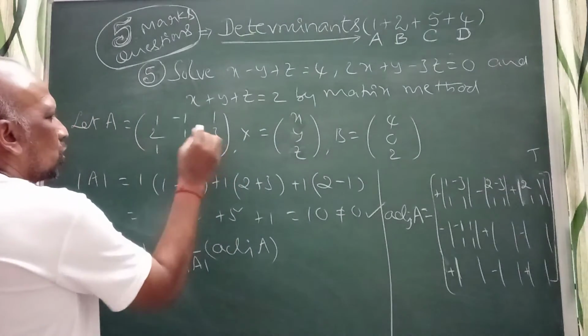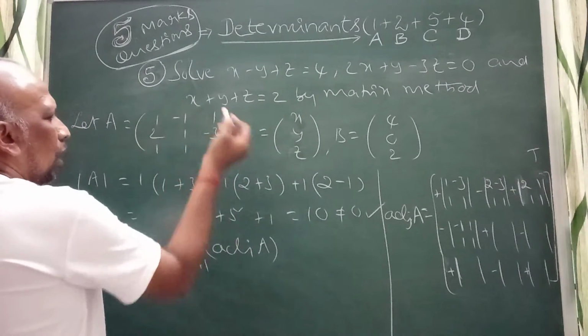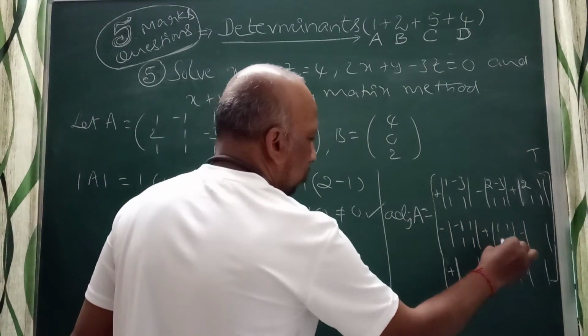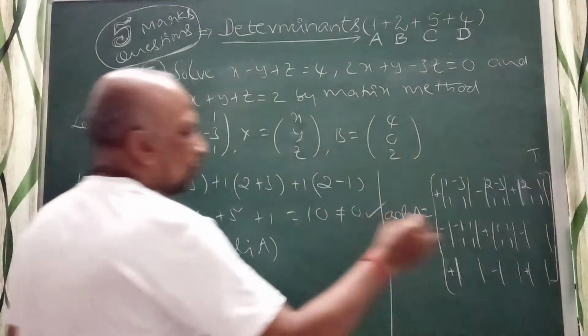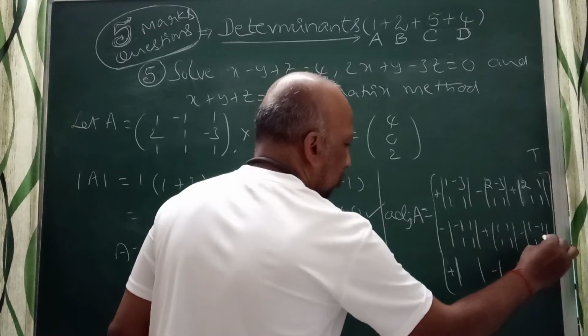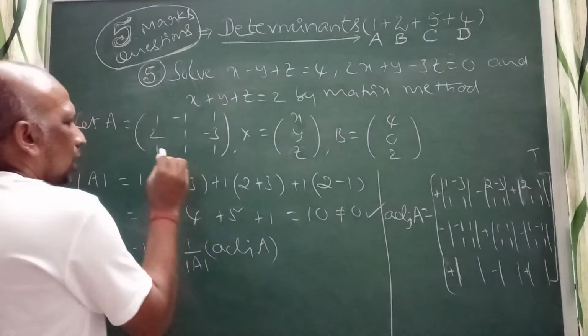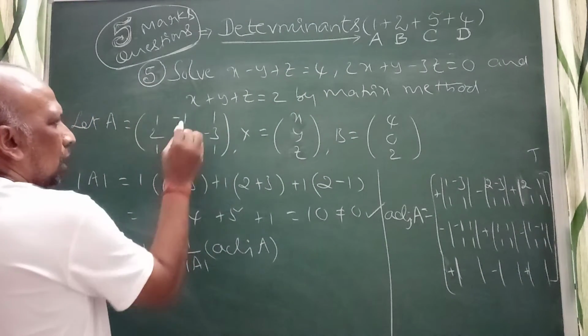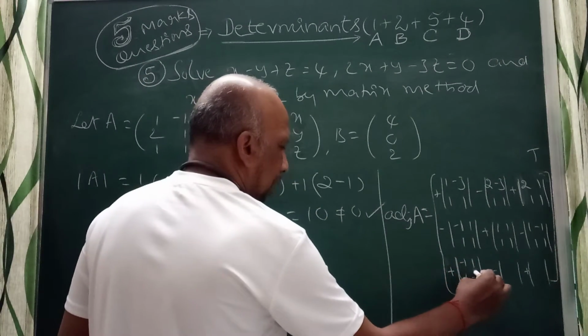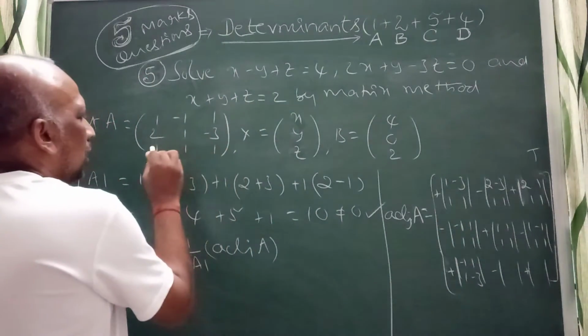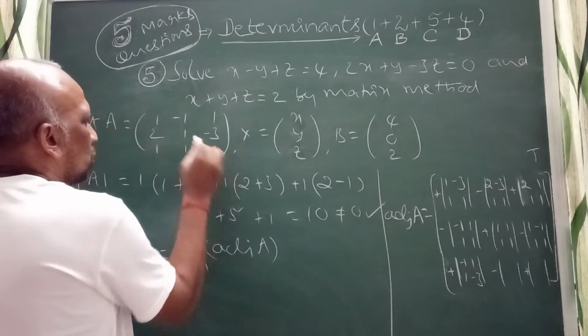And here, leave this row and this column. All ones, so you will get 1, 1, 1, 1. This, leave this row and this column: 1 minus 1, 1 minus 1, 1, 1. Coming to here, this one, leave this row and this column: minus 1, 1, minus 1, 1, 1 minus 3. Again, second, leave this row and this column.